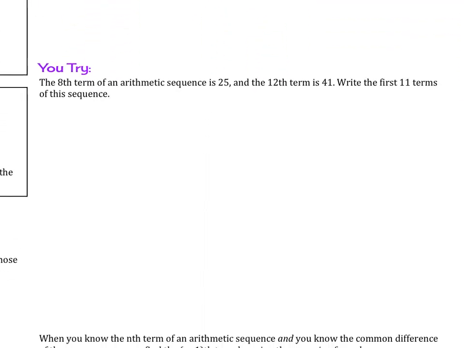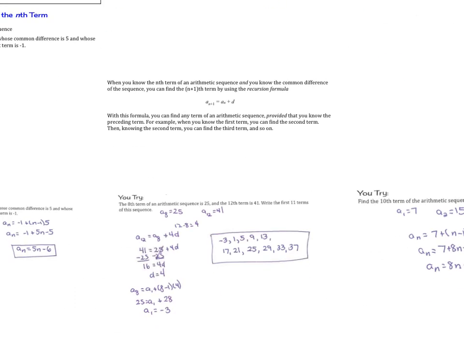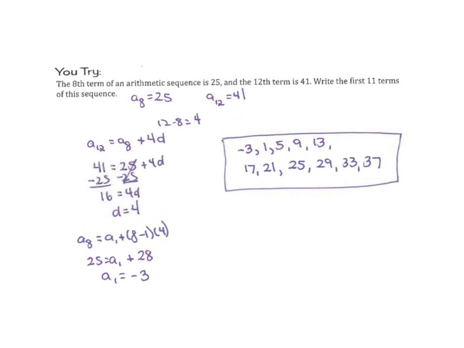So try this example here. The 8th term of an arithmetic sequence is 25, and the 12th term is 41. Write the first 11 terms of this sequence. If you tried it out, you have a sub 8 equals 25, a sub 12 is 41, so 12 minus 8 is 4, and when you plug it all in, you get the common difference is 4, and then a sub 1, the first term, is negative 3. You should have gotten negative 3, 1, 5, 9, 13, 17, 21, 25, 29, 33, and 37.